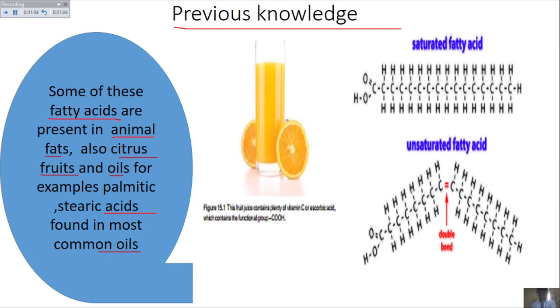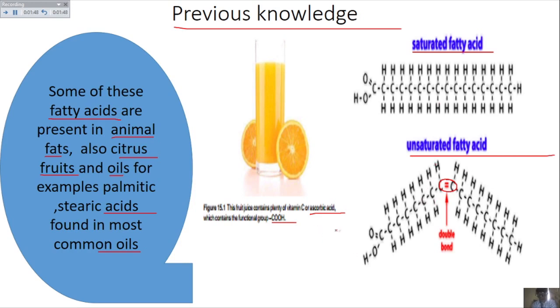These are orange juice, and this orange juice, I told you before, contains what we call ascorbic acid, with a functional group for what? Carboxylic acid. You can have inside it what we call saturated fatty acid and unsaturated fatty acid. When we're talking about saturated fatty acid, meaning the carbon to carbon bonds are single bonds. Meanwhile, in the unsaturated fatty acid, you are going to see one of the carbon to carbon bonds being bonded with a double bond. That is what differentiates saturated and unsaturated fatty acid.